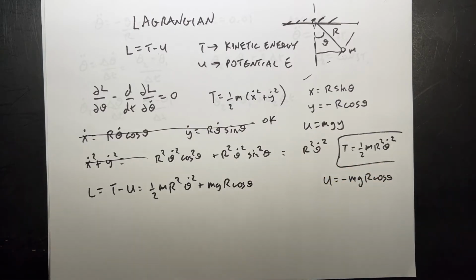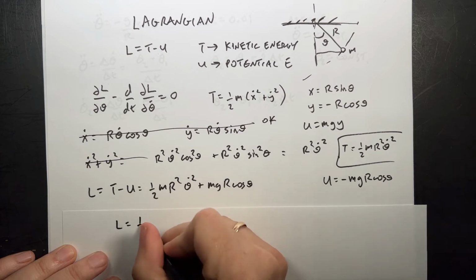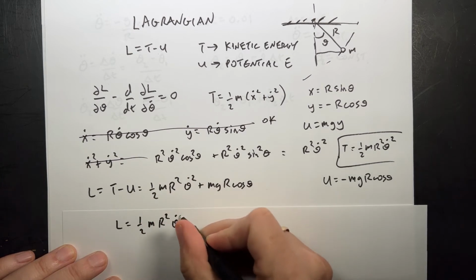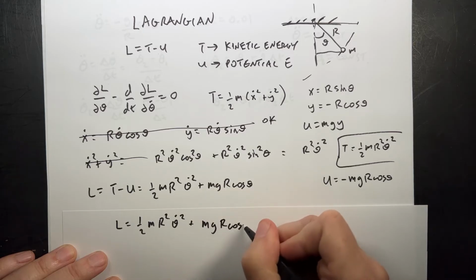And you may think, this is a lot of work just for a stupid pendulum. But remember, there was a lot of work for Newtonian mechanics too. I mean, I skipped all that stuff about finding the acceleration vector in polar coordinates. Okay, so this is my Lagrangian. Let's write that down. L is 1/2 m r squared theta dot squared plus mg r cosine theta.